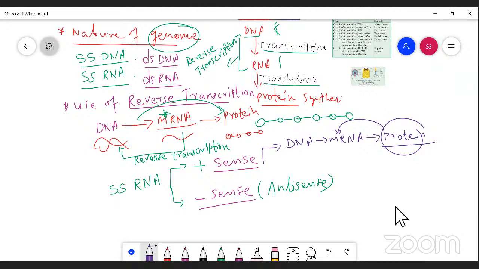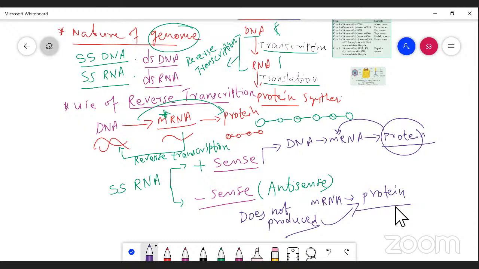But the negative sense of RNA, that is the antisense RNA, these mRNA molecules do not produce protein synthesis. Antisense RNA does not produce proteins. But the positive sense of RNA does synthesize protein.